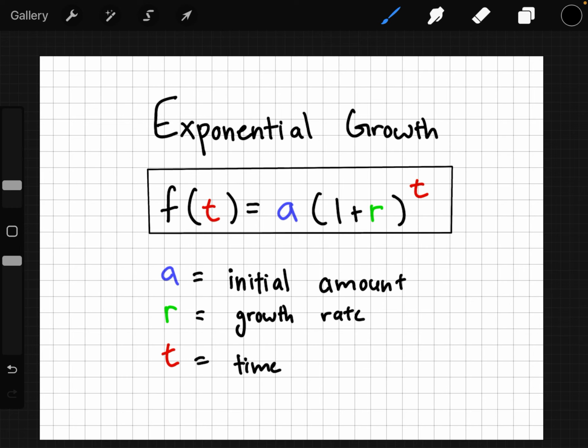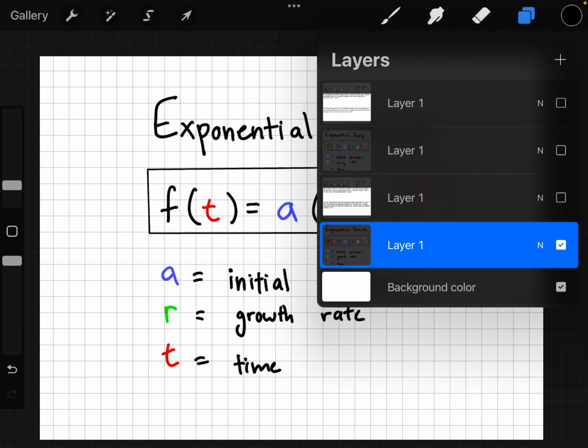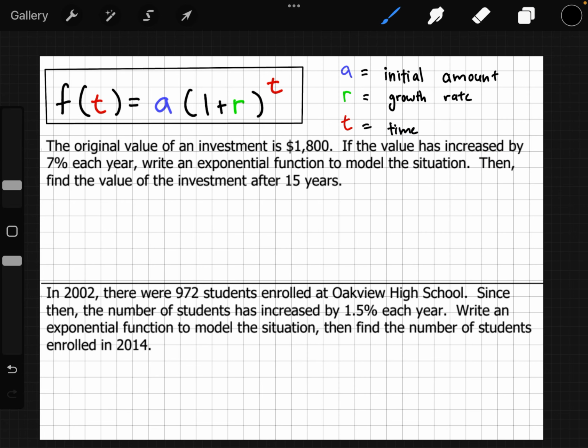So here's our formula for exponential growth. This occurs when a quantity exponentially increases over time. So we have our variables: a, which equals the initial amount, r is the growth rate, and t is the time.